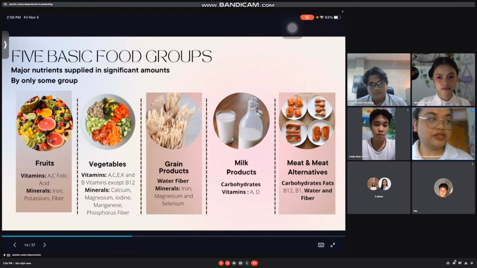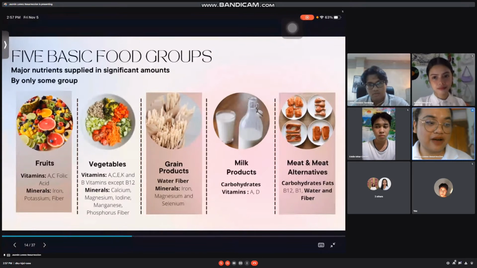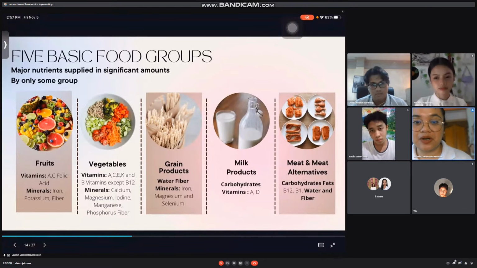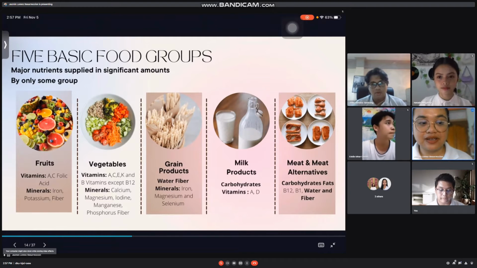The major nutrients supplied in significant amounts: for fruits, we have vitamins A, C, folic acid, and the minerals iron, potassium, and fiber. While for vegetables, we have vitamins A, C, E, K, and B, and vitamins except B12. For the minerals, we have calcium, magnesium, iodine, manganese, phosphorus, and fiber. While for grain products, we have water, fiber, and its minerals are iron, magnesium, and selenium. While for milk products, we have carbohydrates, and its vitamins are A and D. While for meat and meat alternatives, they have carbohydrates, fat, B12, B1, water, and fiber.